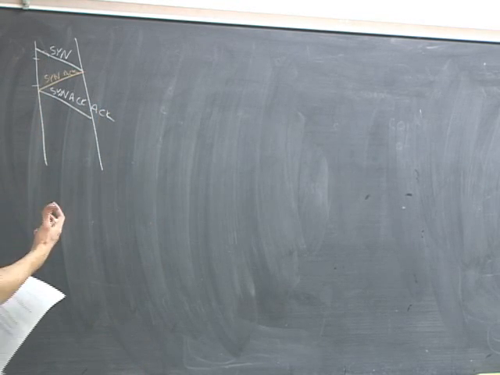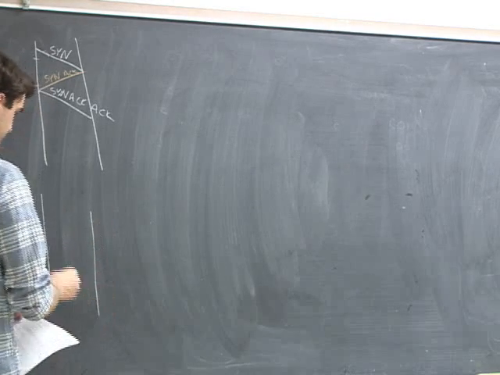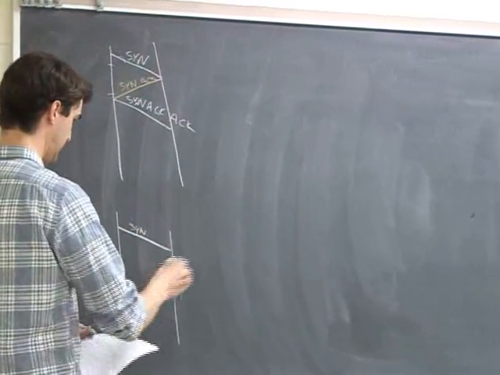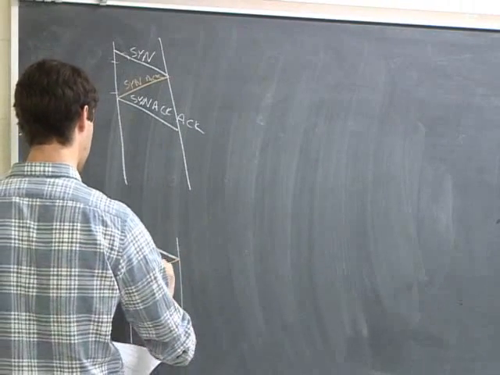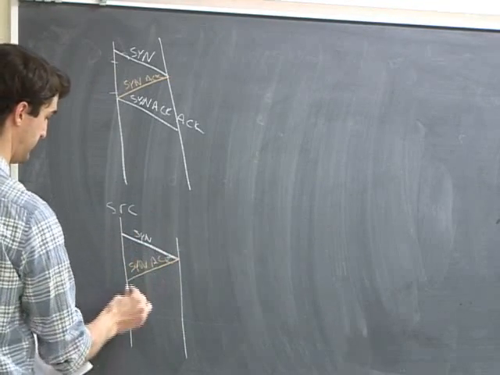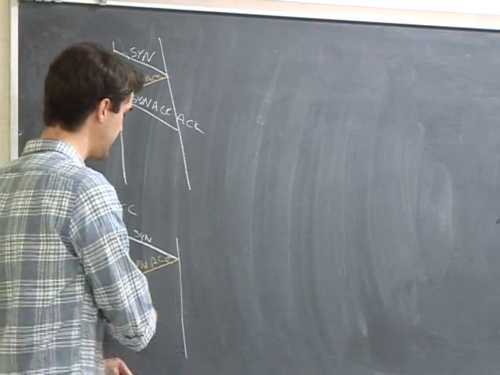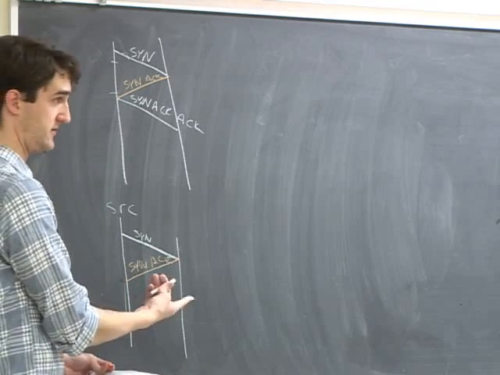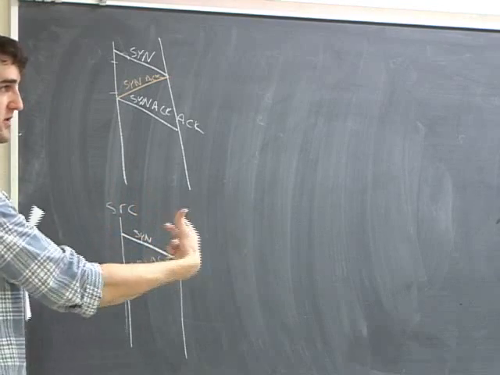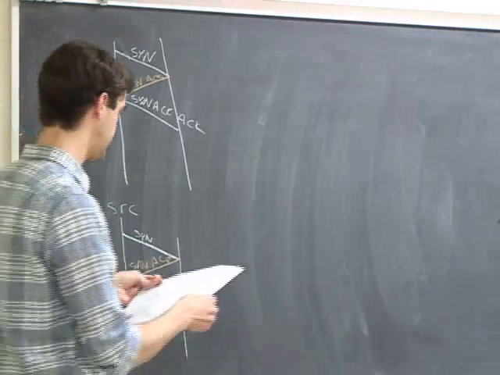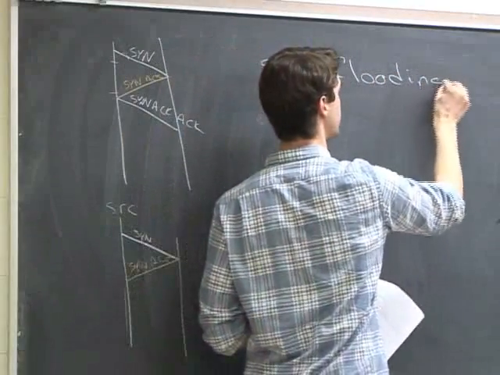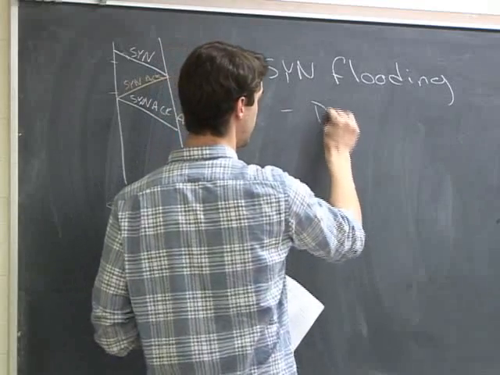All right, so one attack that you can do is you don't finish this handshake. The source sends the SYN request, then the destination replies with the SYN ACK, and then nothing, the source just waits, all right? So the server has to hold this port open, it has to hold this connection open. And by doing so, if you launch a bunch of these SYN requests, you can take up all the resources at the server. This is called SYN flooding, and it is a form of denial of service attack.